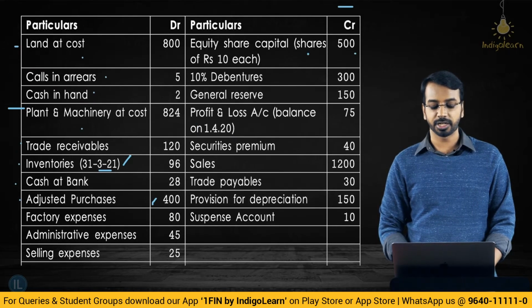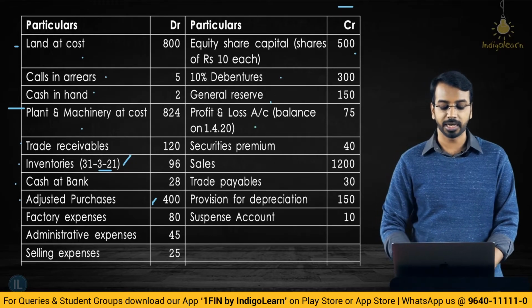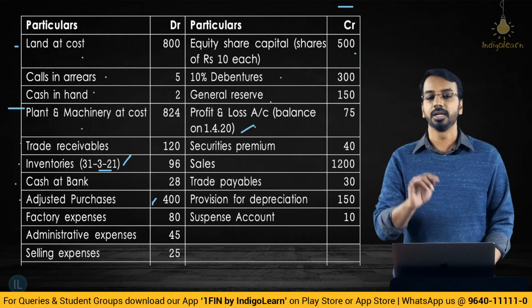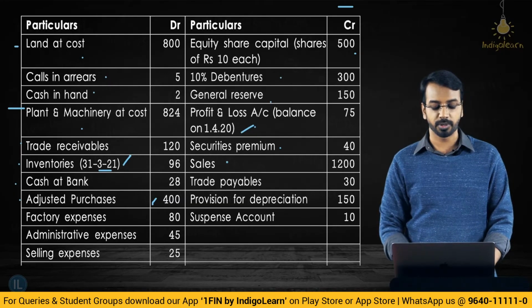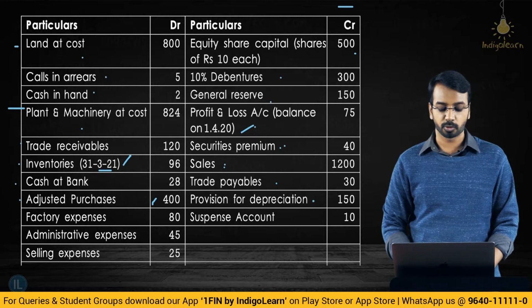Then equity share capital, you'll have a note for this. Debentures, you'll have a note for this. General reserve, and P&L balance. This is the opening P&L balance. It will go to your reserves and surplus note. You have securities premium, again reserves and surplus, then sales, trade payables, provision for depreciation.